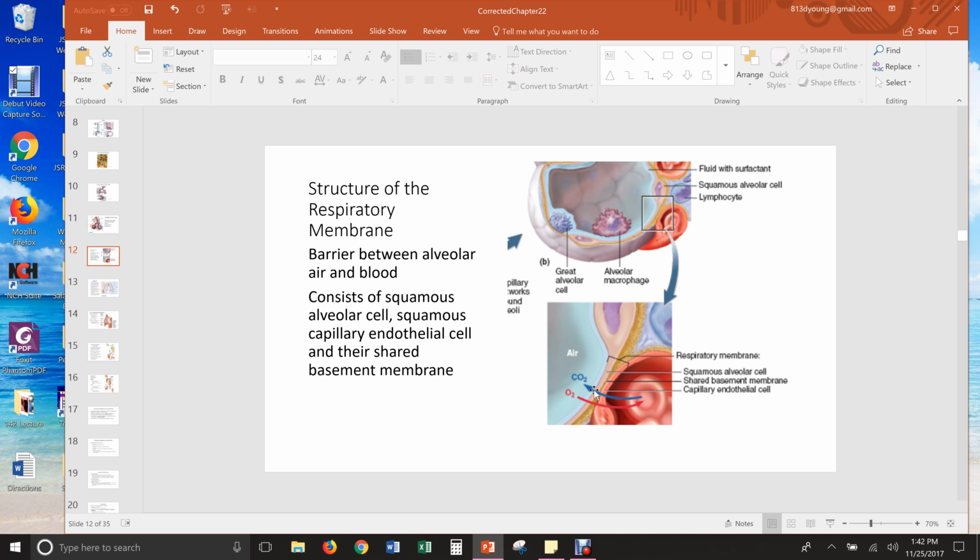The fact that we are at an area that is a single cell layer thick, we're going to see that this is going to be the area that we're going to have the exchange of the gases. We're going to exchange our carbon dioxide and our oxygen.